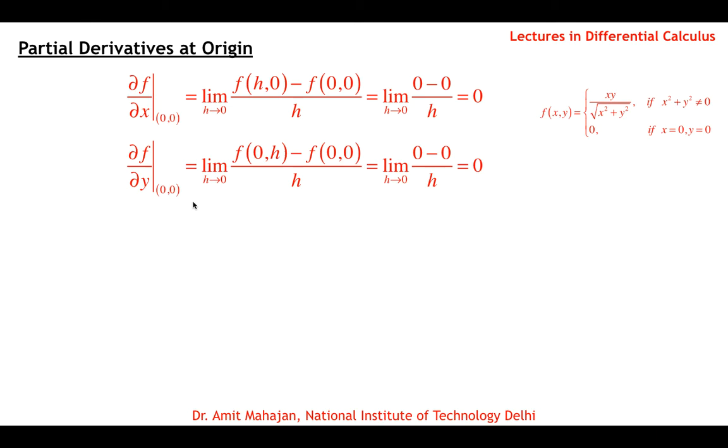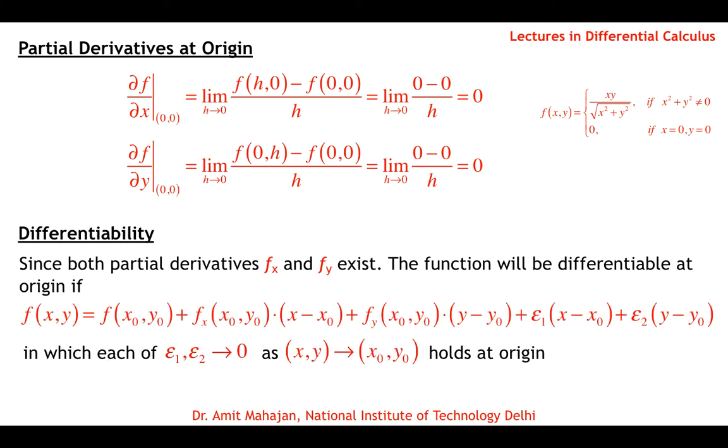Now third is the differentiability at the origin. Since both partial derivatives exist at the origin, the function will be differentiable if the third condition is also satisfied, and the third condition says that the function value on the surface can be approximated by the function values on the plane, with the condition that as (x,y) approaches this point, epsilon 1 and epsilon 2 also tend to 0, and this has to hold at the origin. We are talking about differentiability at the origin, so x naught is 0 and y naught is 0.